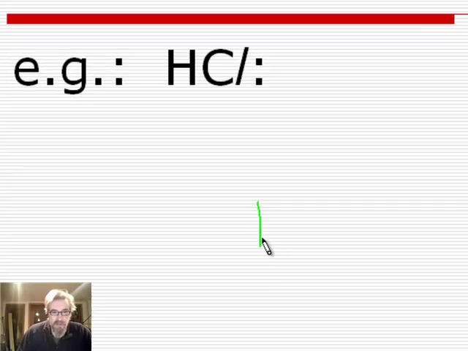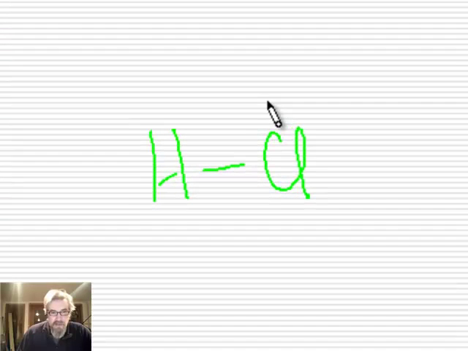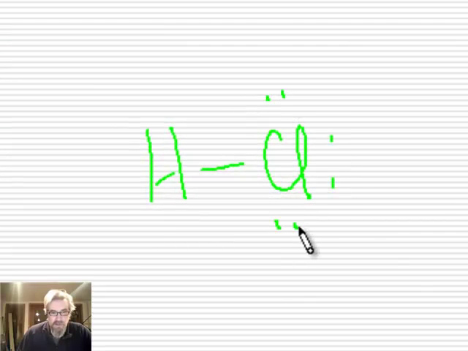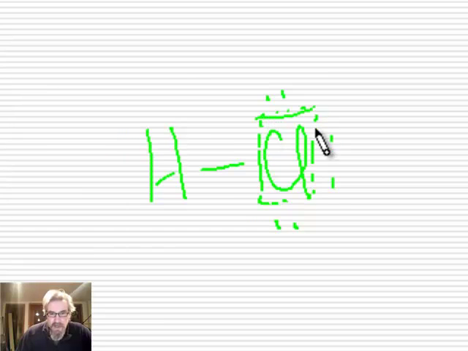Hydrogen chloride, we already did this. H bonds to Cl, and then the unshared pairs on the chlorine that make its full octet show up there. Again, you can still think about each symbol as having 4 sides, and you want to make sure that there's a pair of electrons on each side. Whether or not that pair is actually a pair of dots depends on if there's a bond or not. A line counts for 2.